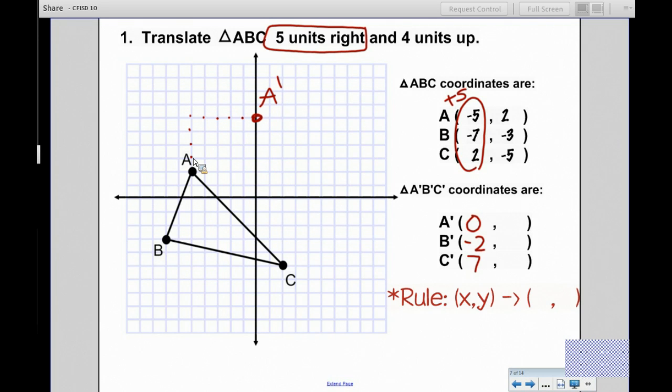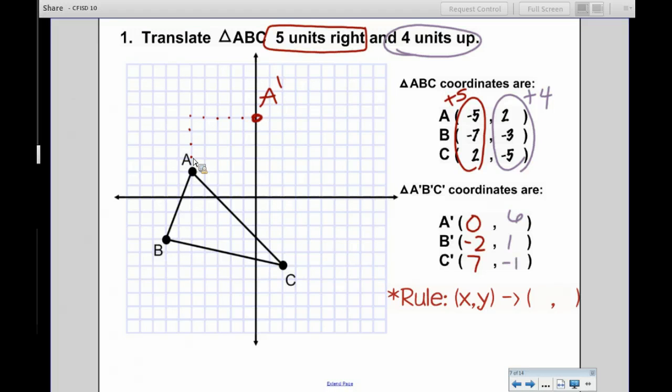What about 4 up? What does that mean? Yeah, so we take our y values and we do y plus 4. So that becomes 6, 1, negative 1.